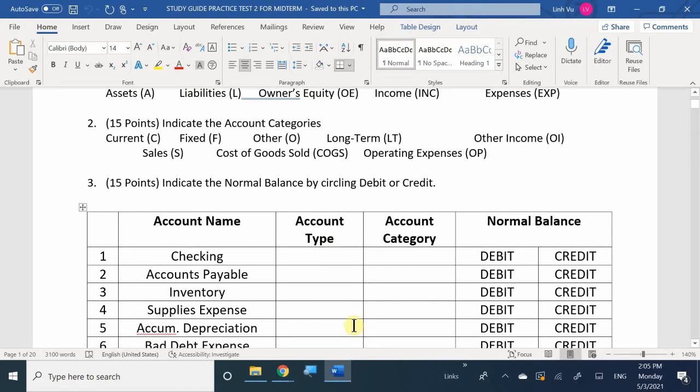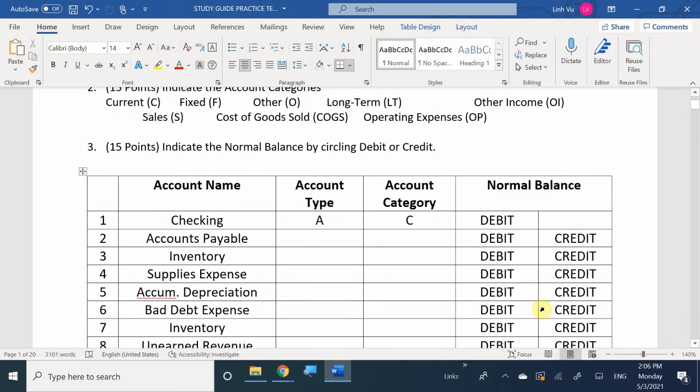First one is checking. Okay. What kind of account type would checking have? Asset. Yes, it is an asset. Okay. Now, what kind of asset does a checking account hold? Current. Yes, it is definitely current because it's readily available in its liquid form, okay, which is cash. Okay, so would it normally have a debit balance or a credit balance? Debit balance. Okay.